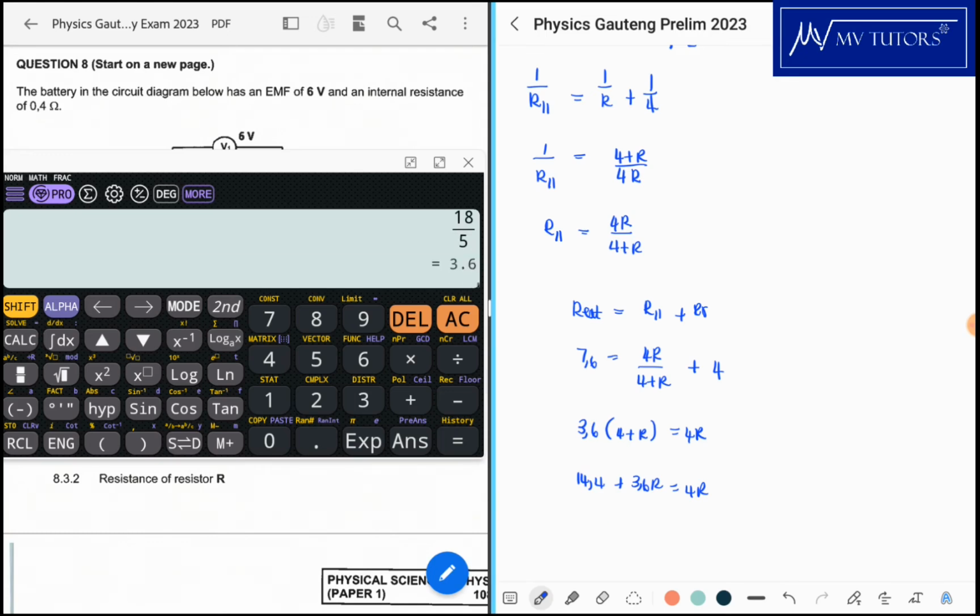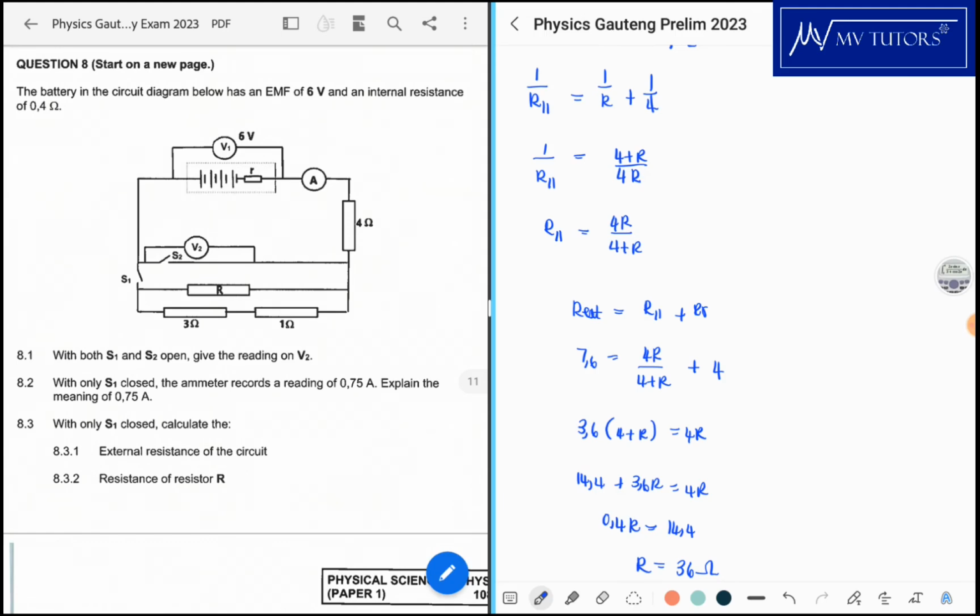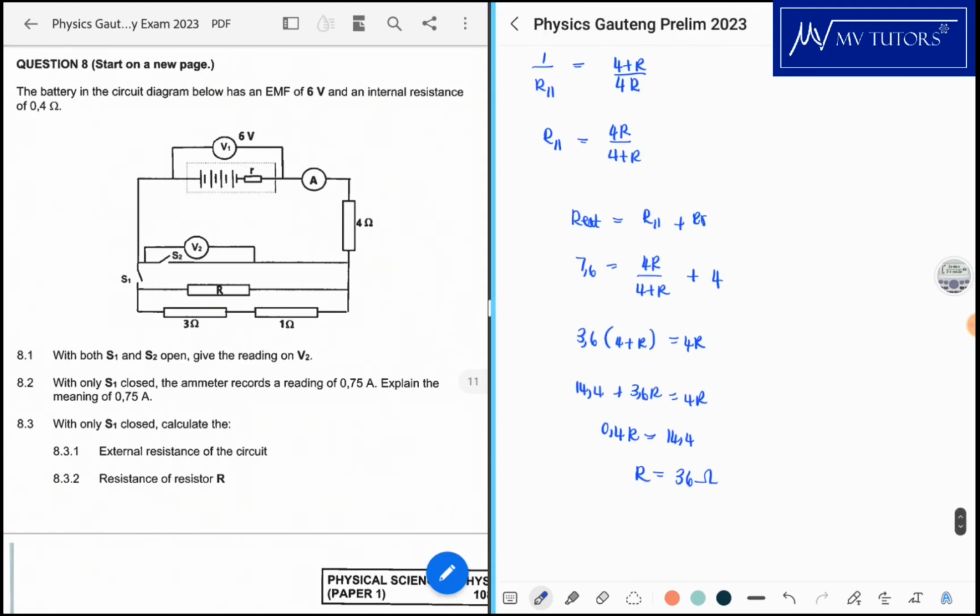Yeah, 0,4R is equal to 14,4. So now R is 14,4 divided by 0,4, and we get 36 ohm. Wow, so high in relation to the other resistors.